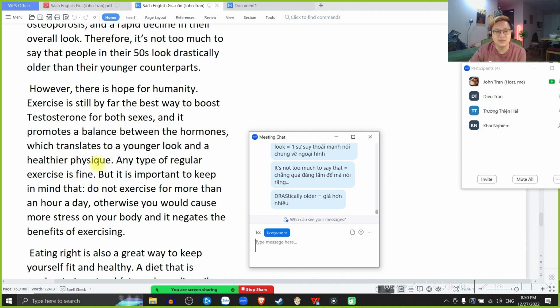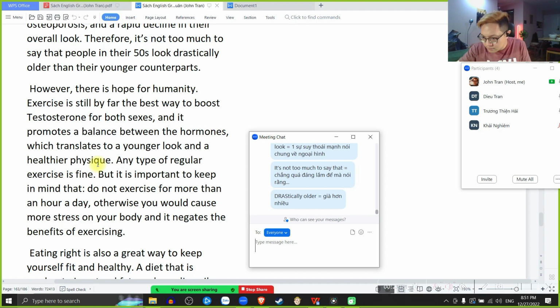Which translates to a younger look, kéo dài look, and a healthier physique, nhấn âm 2. Healthier physique. Okay. Any type of regular exercise is fine. Regular exercise is fine.